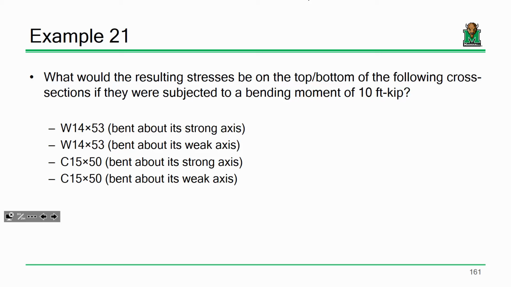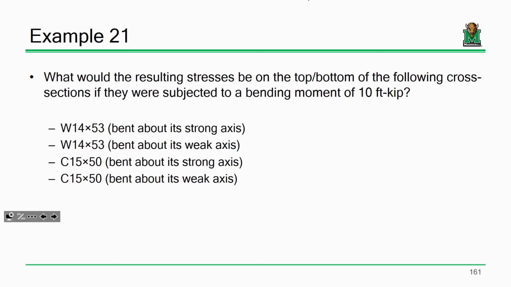Now the W stands for the class of shape that you're talking about. So a C is a channel, a C shape. W stands for what's called a wide flange section. And basically, W, if you want to think I-beam, a W is an I shape.